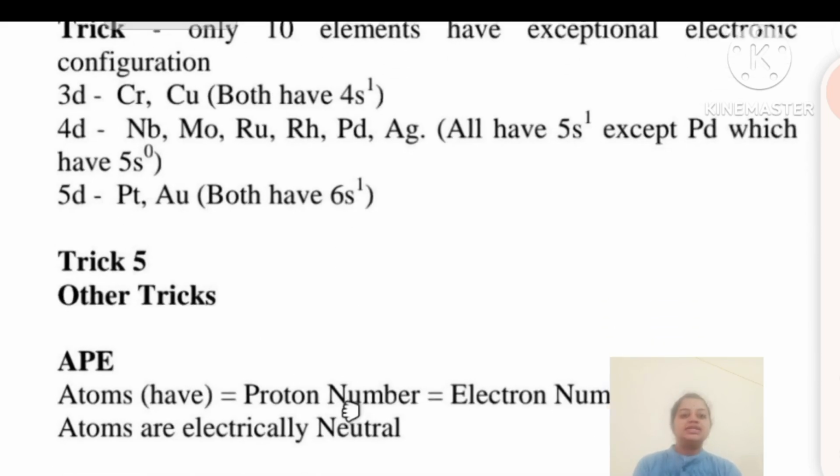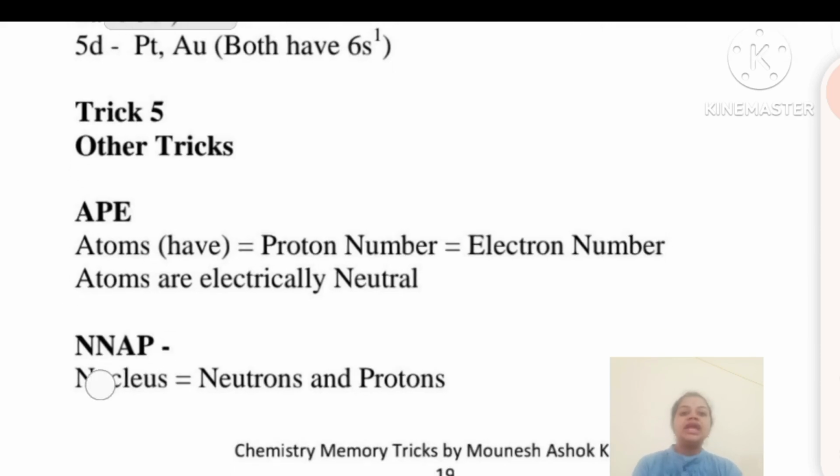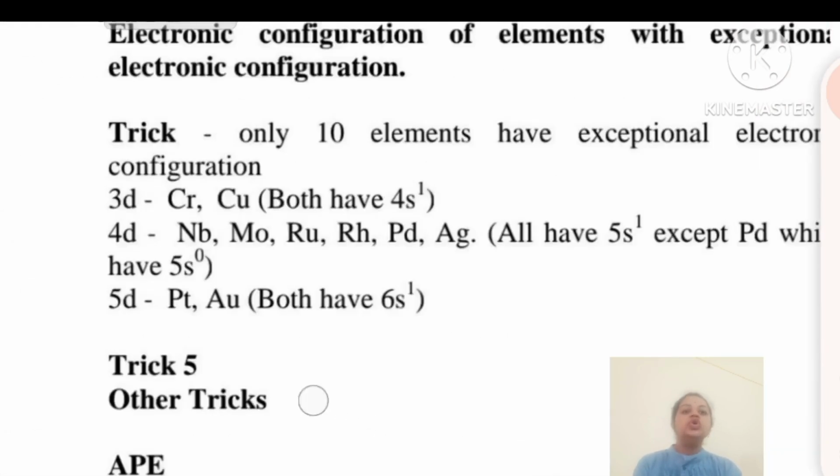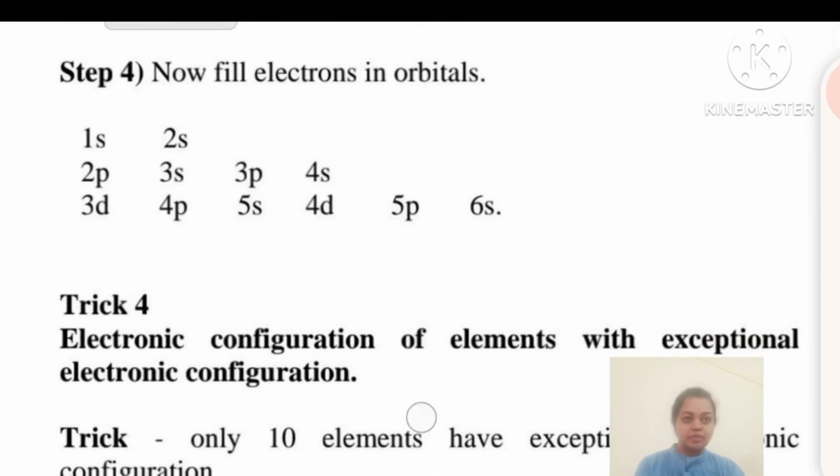Next. You can remember, already I told you, APE means atoms will have the same number of protons and the same number of electrons. You can remember it as APE. Then NNAP means nucleus is composed of neutrons and protons. So by this, I have completed structure of atom memory tricks.